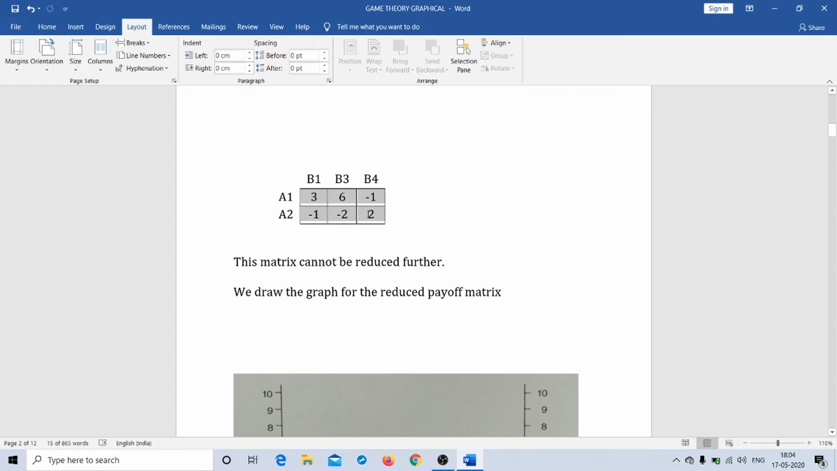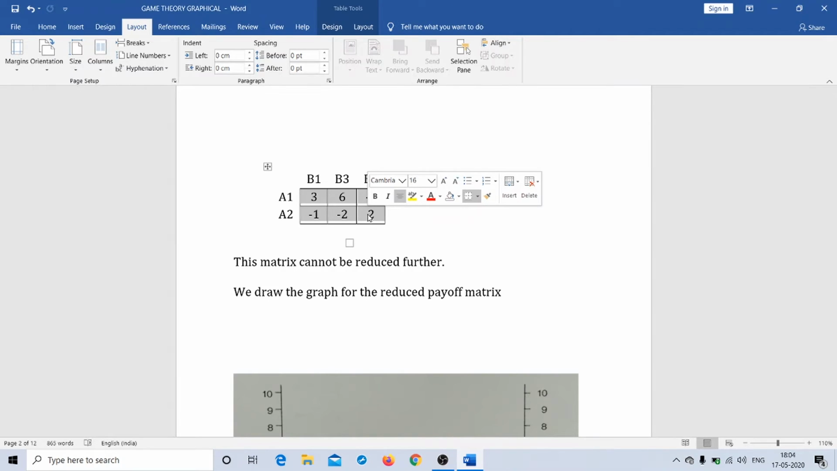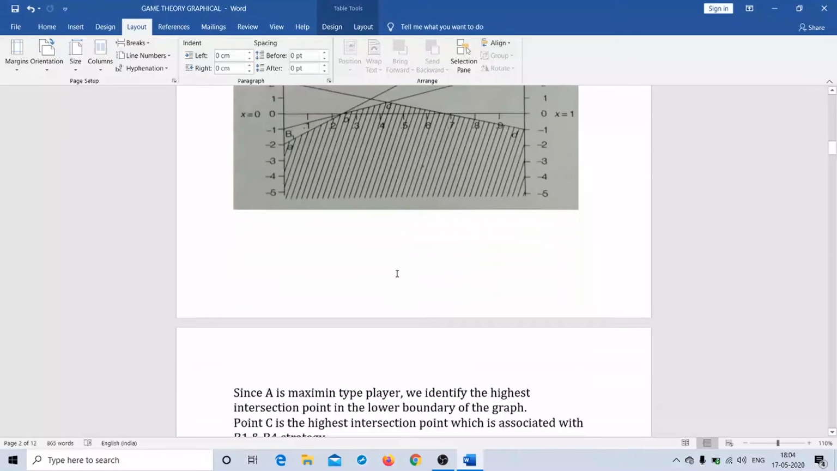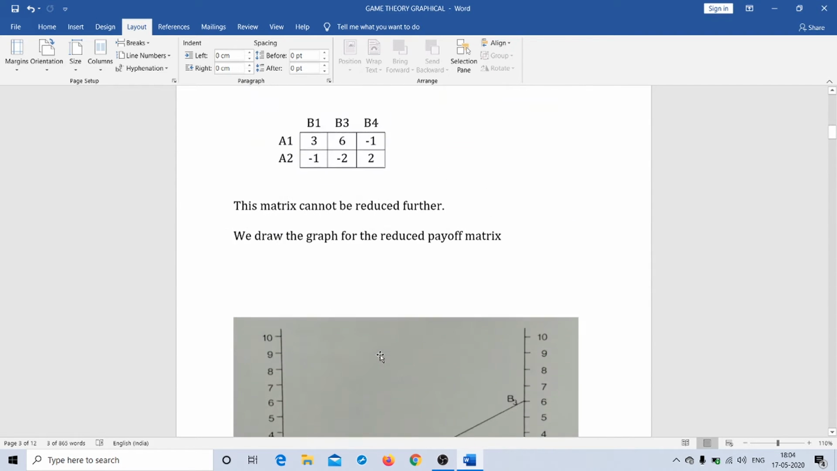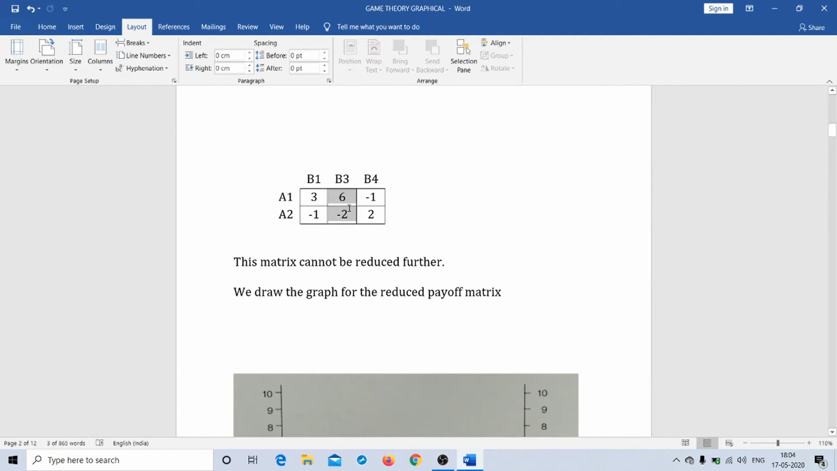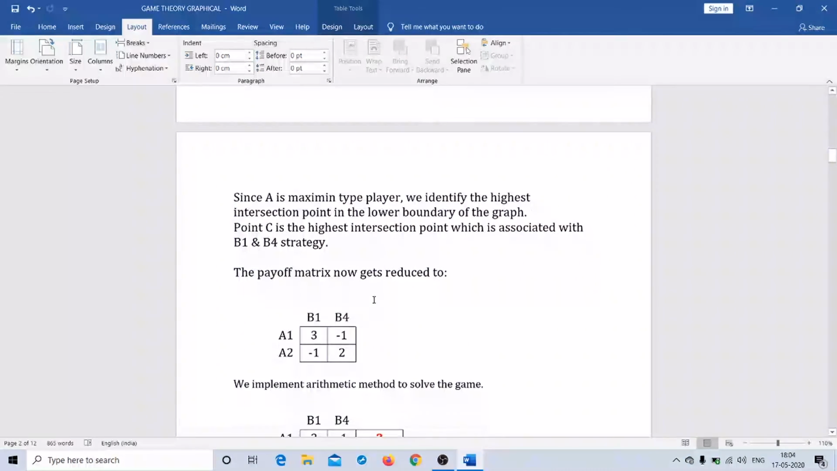Now, once you identify the two strategies for which you have got the highest intersection point, you remove the strategy which is left out. Since our identified strategies were B1 and B4, excluding those two strategies, I am going to remove the third strategy, which is nothing but B3. And once I remove B3, I will get this particular payoff matrix, which leaves me only the B1 and B4 strategies for player B. The payoff matrix now gets reduced to this particular matrix, right?